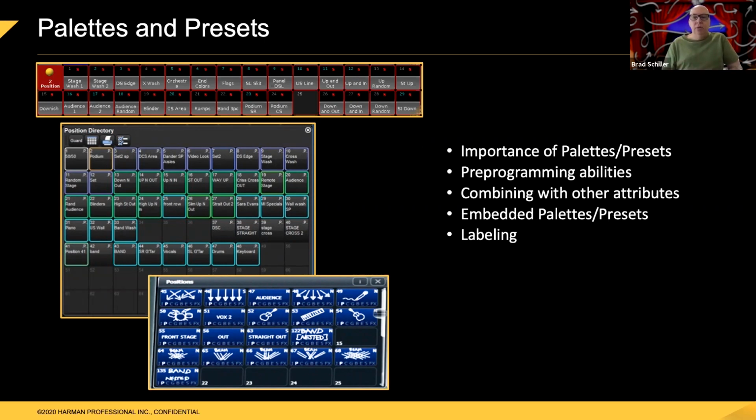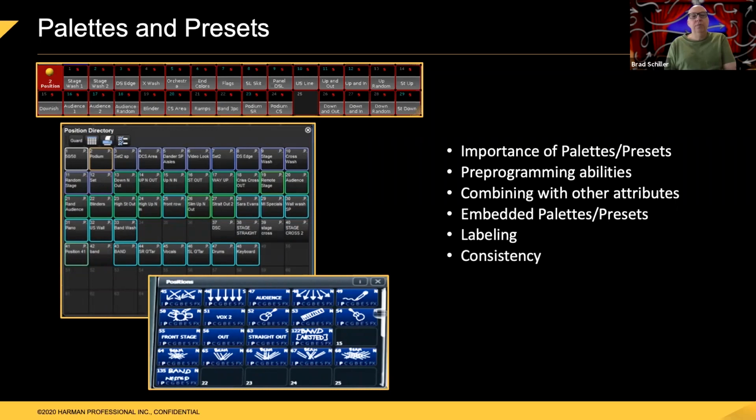And then lastly, what we're seeing now is consoles are allowing you to add images or scribbles to your palettes and preset labeling. So now not only can you have a word description, but you can do a little drawing, as you see there with the beams and things, and that's from the Avalite desk, that picture there. But now other consoles are doing that as well. Very, very useful and interesting.